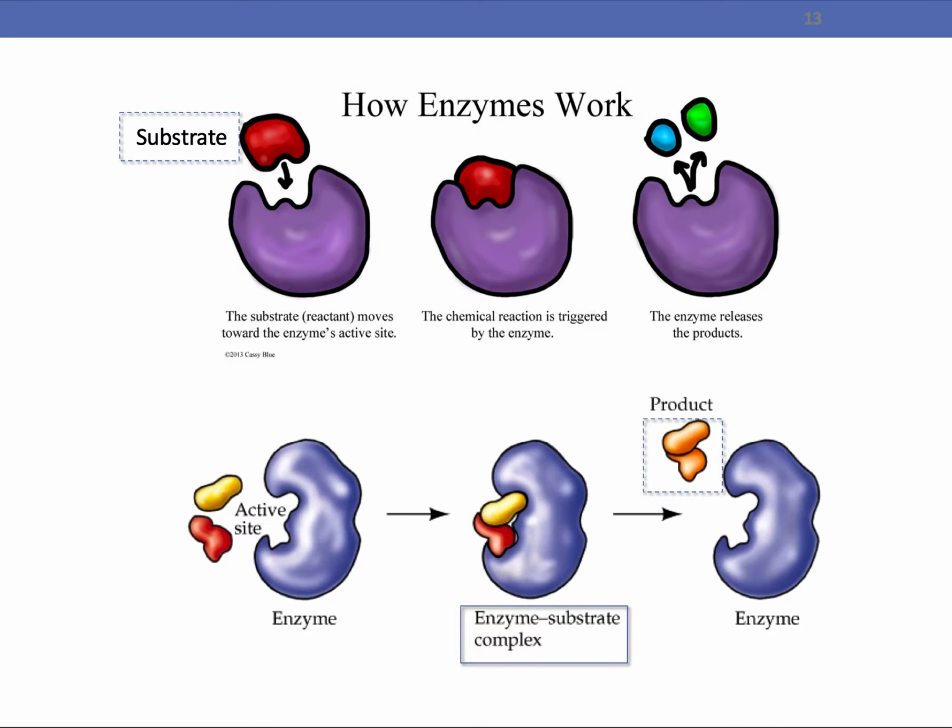So enzymes are very specific. So you have a substrate, you have an enzyme, the substrate attaches to the active site. It forms an enzyme substrate complex, and then a product is produced in the process. Okay.